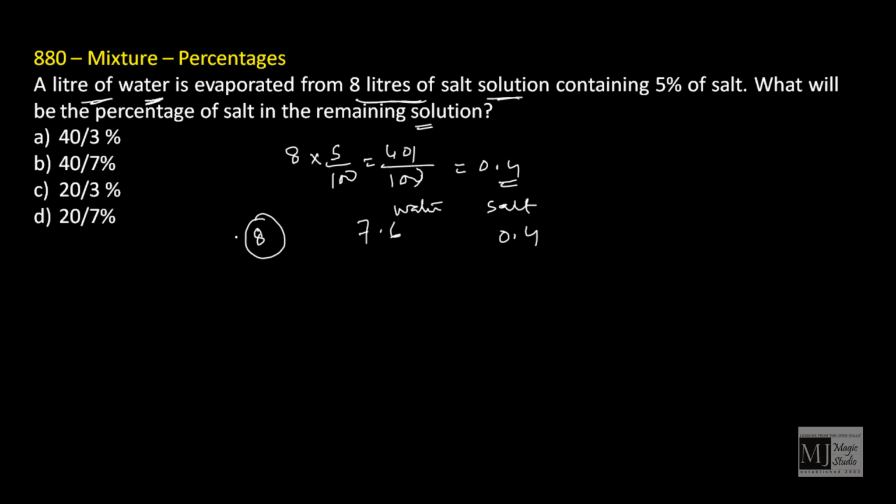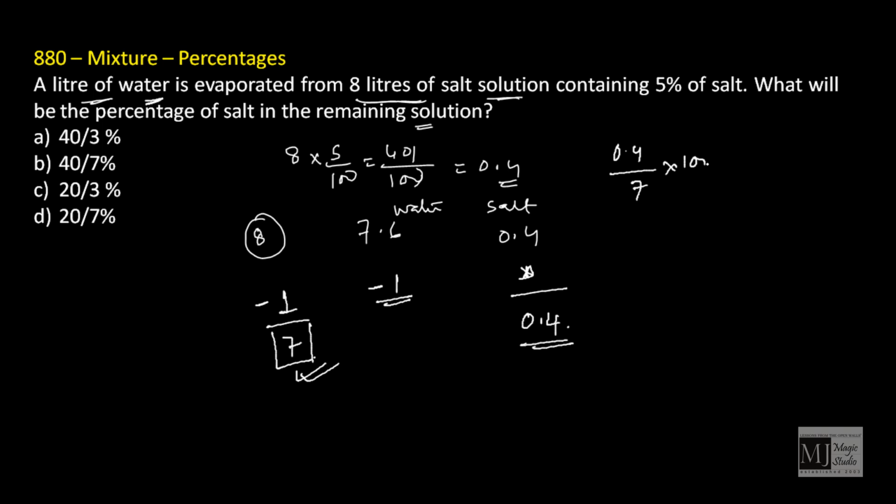Now 1 liter of water is evaporated, so solution weight left is 7, but 1 liter of water is evaporated and not the salt. Salt remained at 0.4 now in 7 liter mixture. So what will be the percentage of salt in the remaining solution? 0.4 by 7 into 100, that is 40 by 7%.